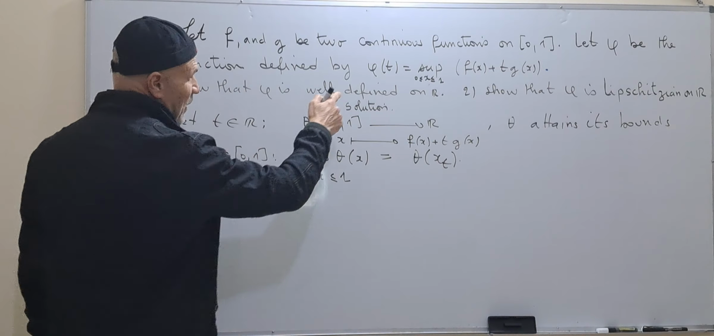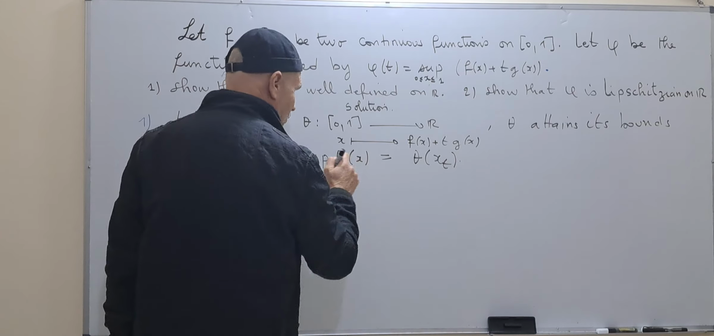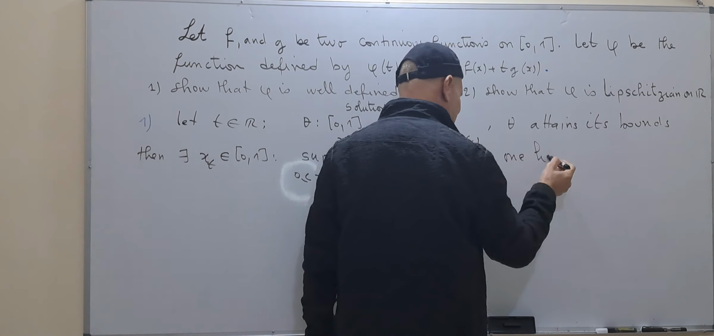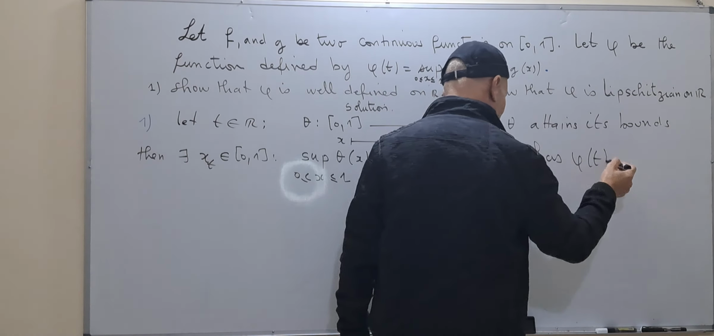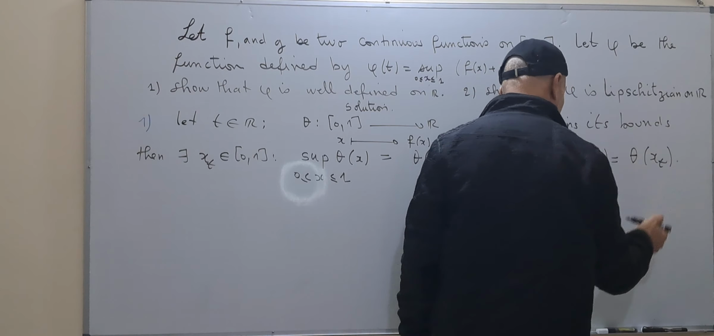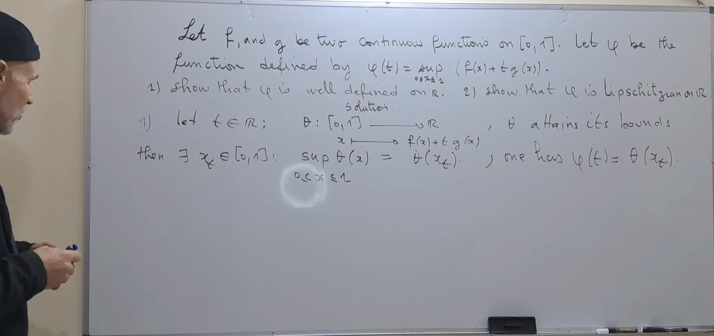Then phi of t is actually equal to the supremum of theta of x. Then one has phi of t, which is equal to theta of x_t, which is well defined on R. This is the first question.